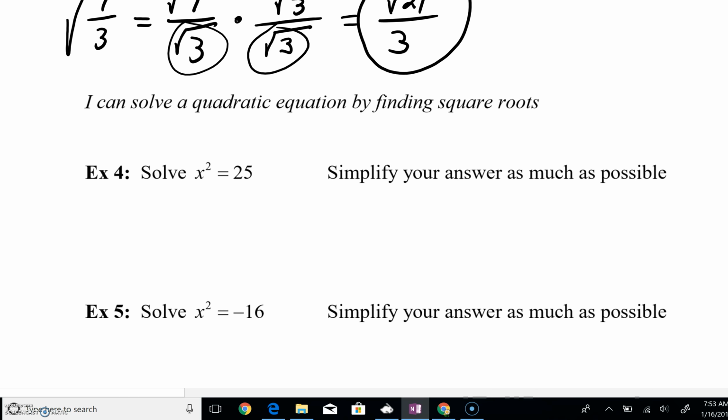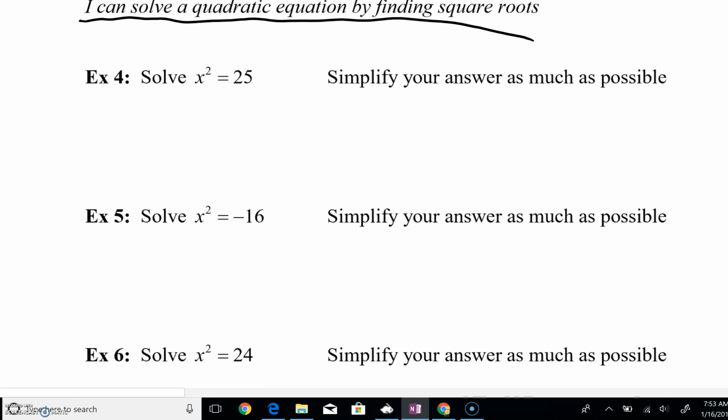Okay, we've got 3 final problems to take a look at. Different learning target. I can solve a quadratic equation. How? You can see up at the top, finding square roots. So here's what's going to happen. We're going to take our square roots, but guys, there are 2 square roots. Last week when we said find all the square roots, you might remember there was a positive and a negative. That's what the plus minus means. The plus minus means there's a positive square root and a negative square root.